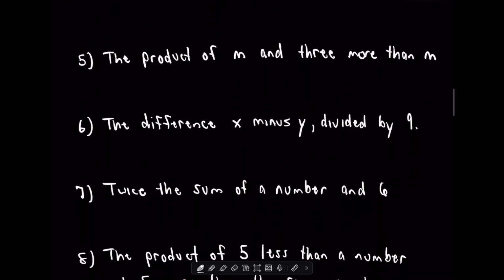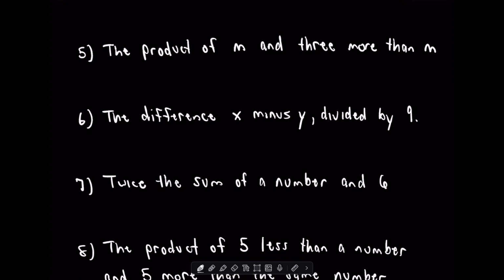Number 5, the product of m and 3 more than m. So I've got the product of m and something else. Again, we could write our dot if we want to, but I'm going to omit it. We're going to multiply that by 3 more than m. How would I write 3 more than m? Well, I could write that as m plus 3. That would be 3 more than m, right? I start with m, and I add an additional 3 to it. So I've got m and 3 more than m.